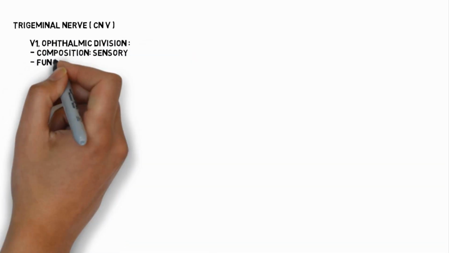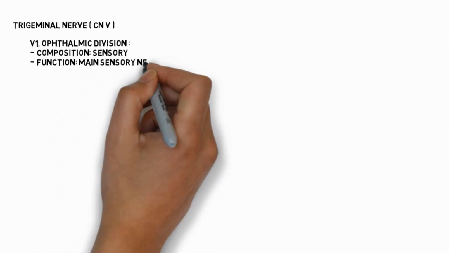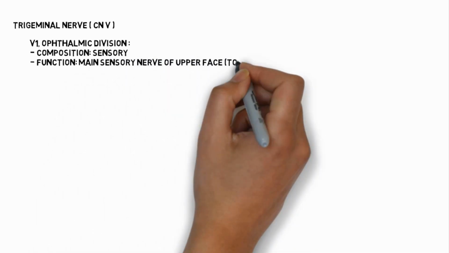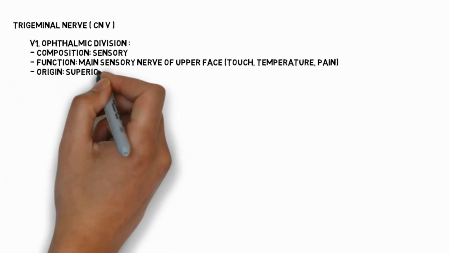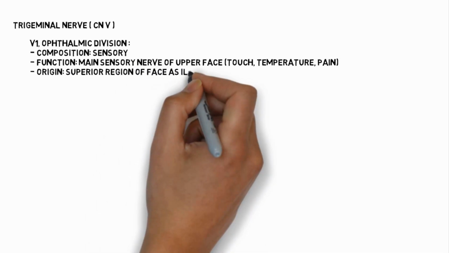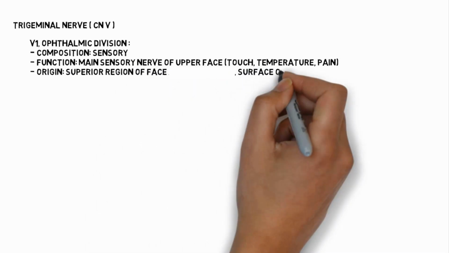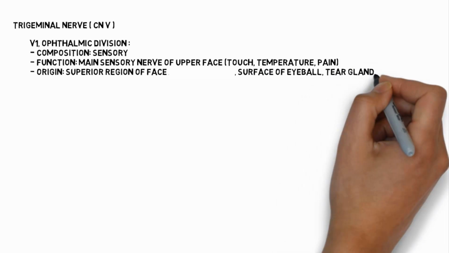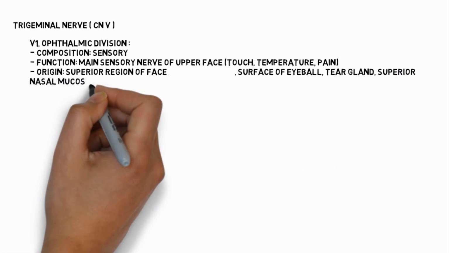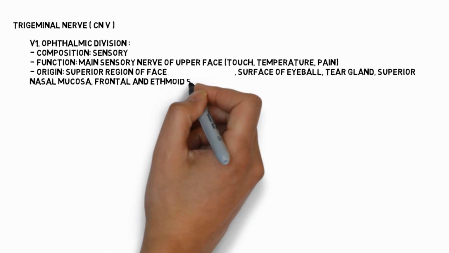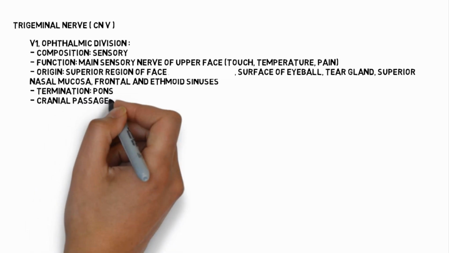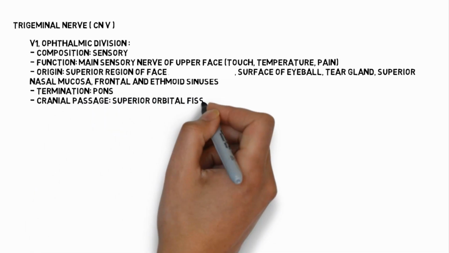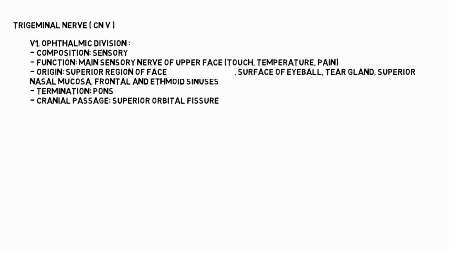Let's begin with fifth cranial nerve, that is trigeminal nerve. It is the largest cranial nerve and it is divided into three divisions. First division is ophthalmic division. It is purely sensory. Coming to the function, ophthalmic division is main sensory nerve of upper face. It originates in superior region of face from surface of eyeball, tear glands, superior nasal mucosa, frontal and ethmoid sinuses, and terminates in pons. It passes through superior orbital fissure.